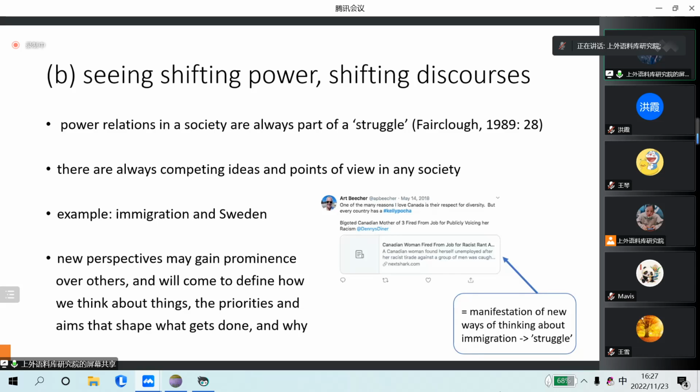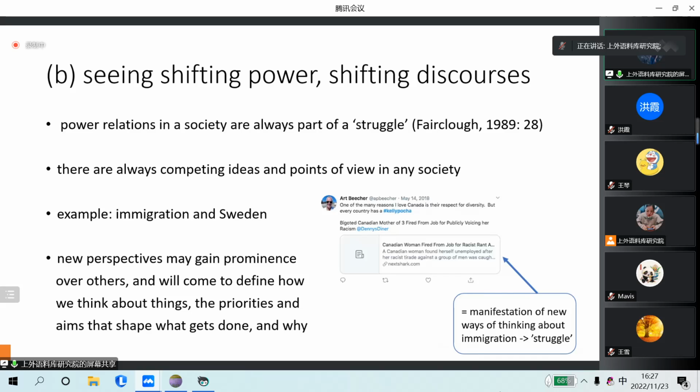Now, I have a lot of these examples, don't I? I used to live in Sweden, and most of the way they talked about immigration, the way they understood immigration, was from a very humane kind of discourse, where if we have enough resources in a society, of course we should share with other people, we should support other people. And so immigration was seen as something good.